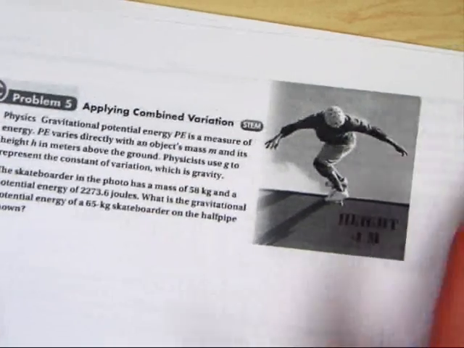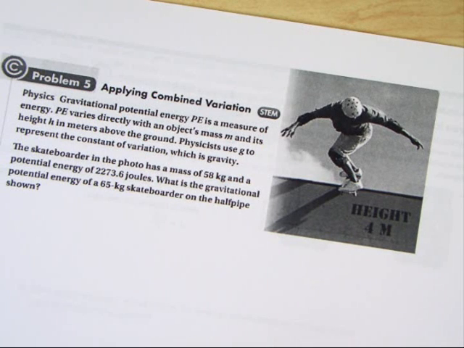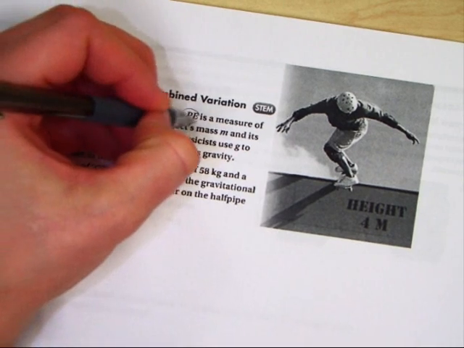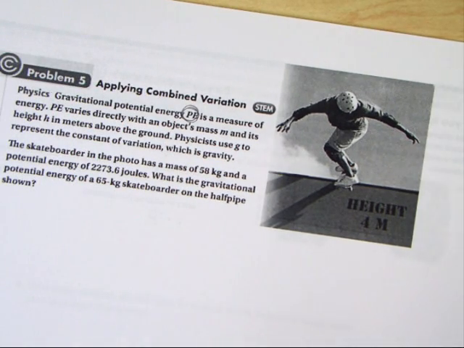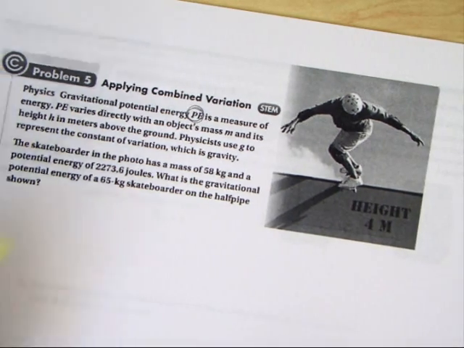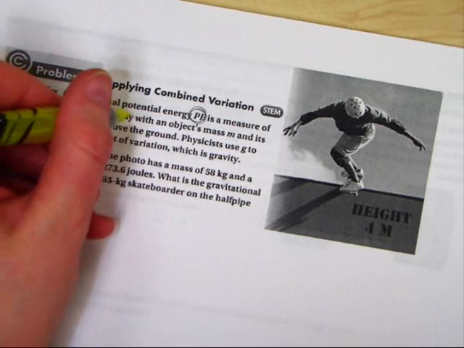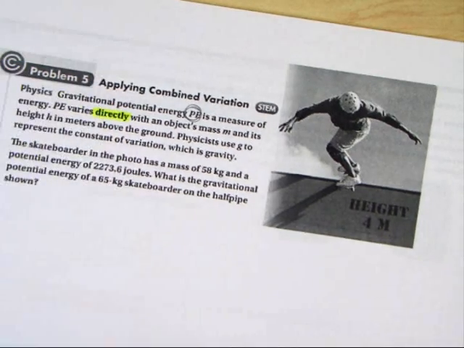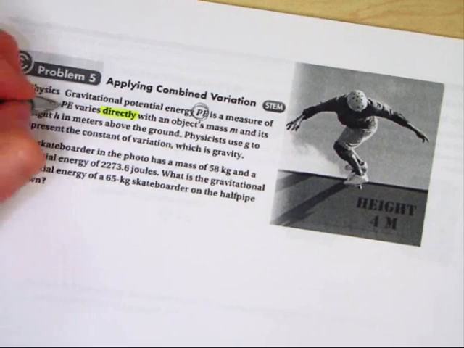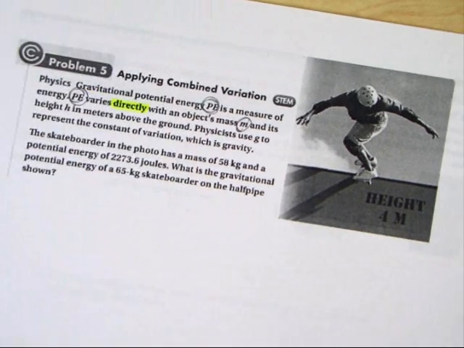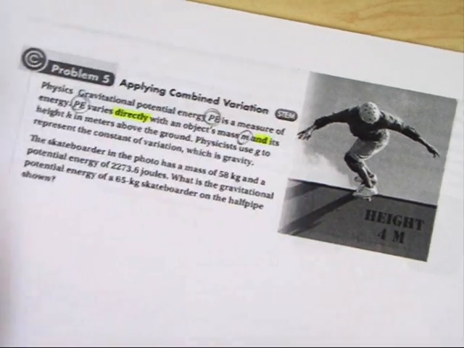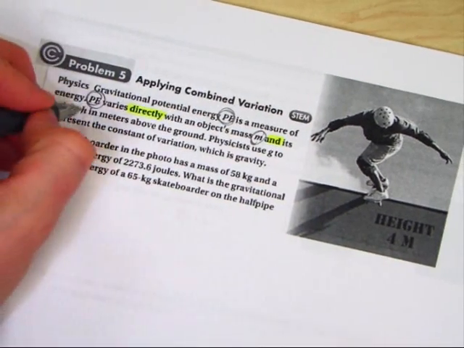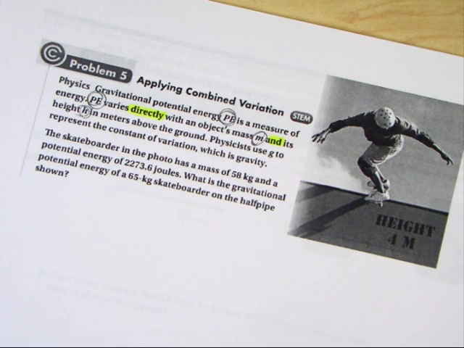Problem 5 will be the last problem that we do together, and it deals with physics. Gravitational potential energy, PE, there's one of your variables, is a measure of energy. Potential energy varies directly with, notice that important word, directly. Potential energy varies directly with an object's mass and its height in meters above the ground. So that word "and" is important because it tells us that it matches directly.